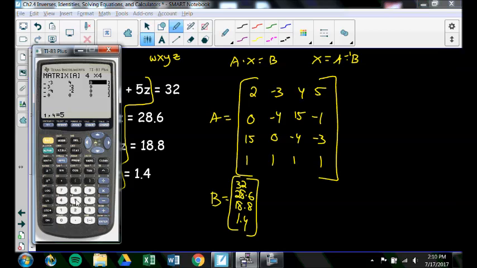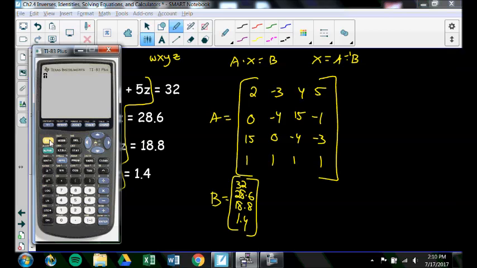2, negative 3, 4, 5. 0, negative 4, 15, negative 1. 15, 0, negative 4, negative 3. One little mistake, it's all off. But that's how it is oftentimes with most things, not just mathematical. Drive your car outside the line for just a second, you're in real trouble sometimes.